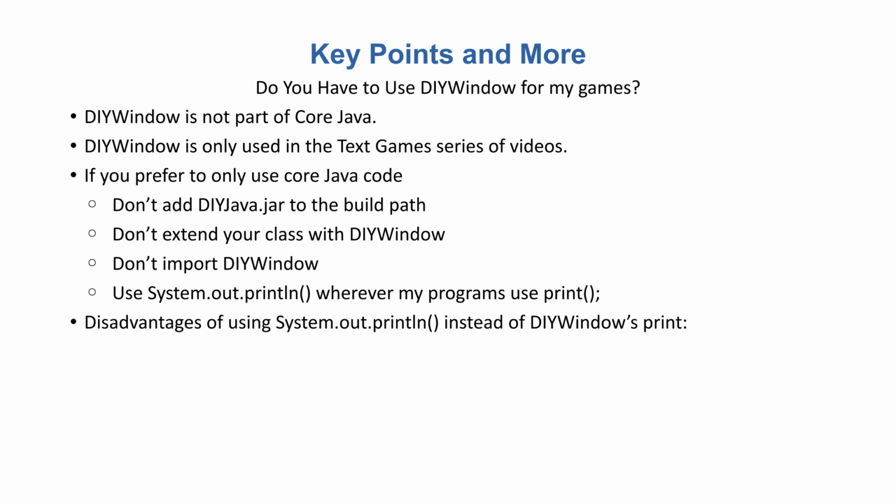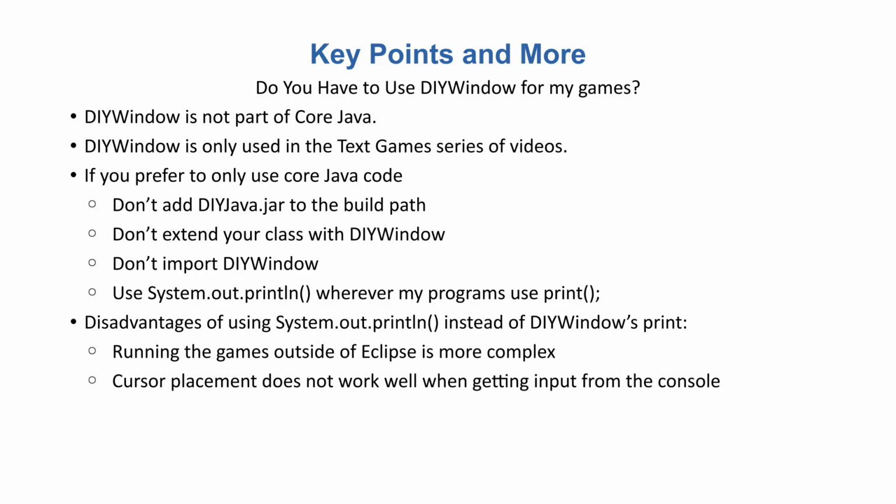The disadvantages of using System.out.println instead of DIYWindow's print are: running the games outside of Eclipse is more complex. I'll show you how to export your programs so you may easily run them outside of Eclipse and share them with friends in Project TG2 ASCII Art. Cursor placement does not work as well when printing and getting input from the console.